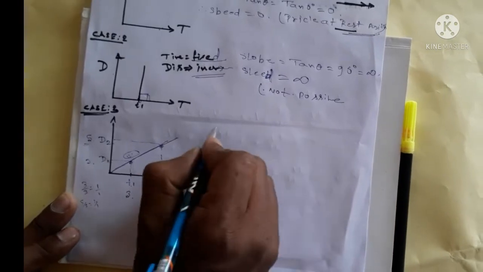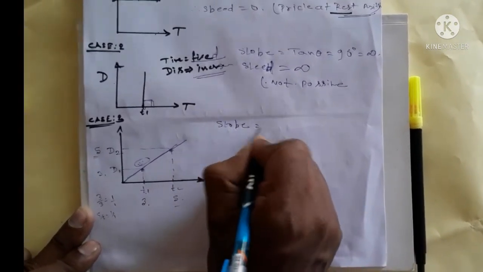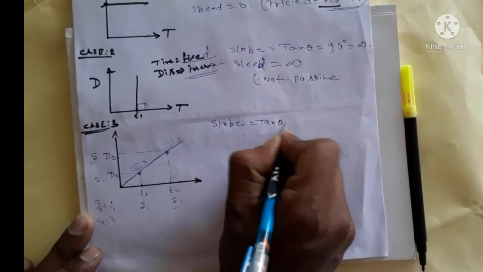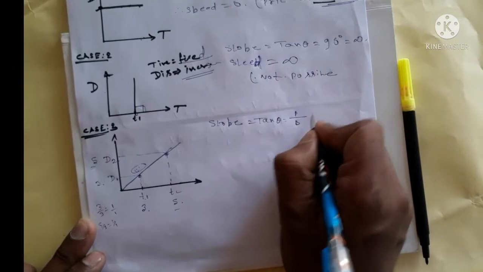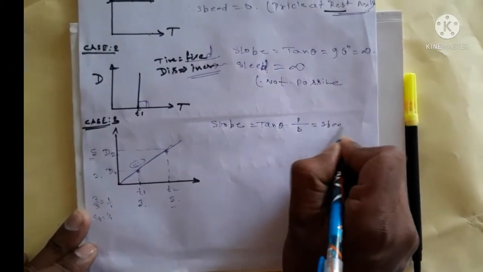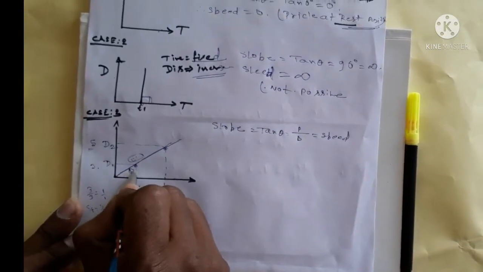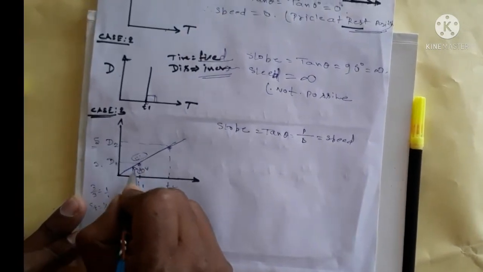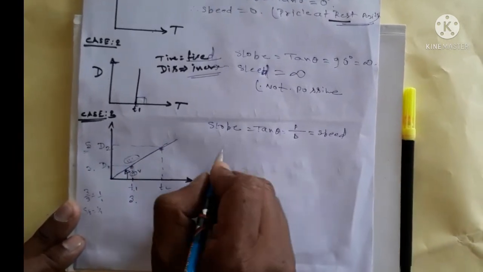So slope can be written as slope is equal to tan theta. Tan theta is equal to perpendicular by base, which is distance by time, is equal to speed. Here theta is taken from the positive axis, from this. Here theta is not given.